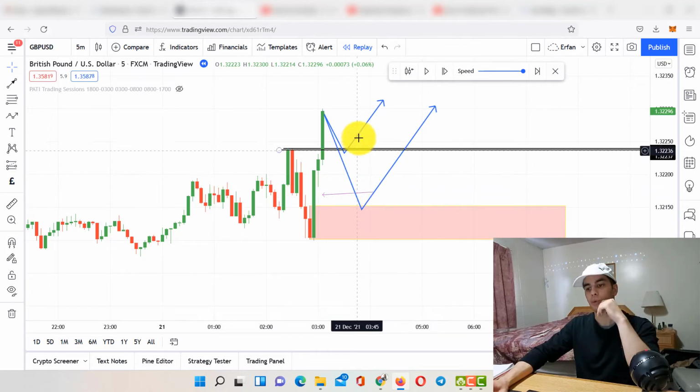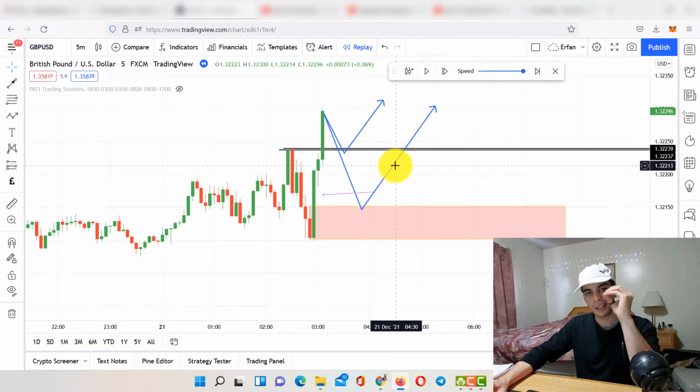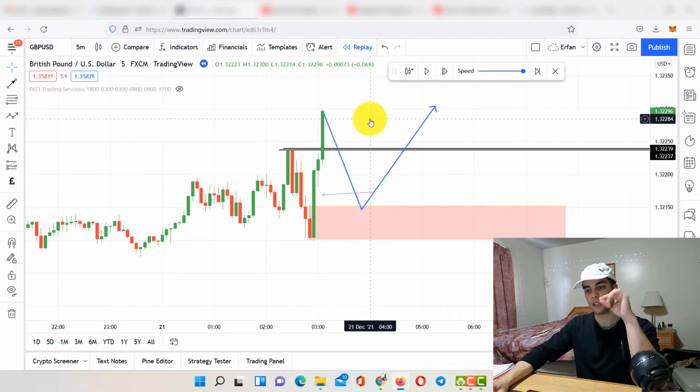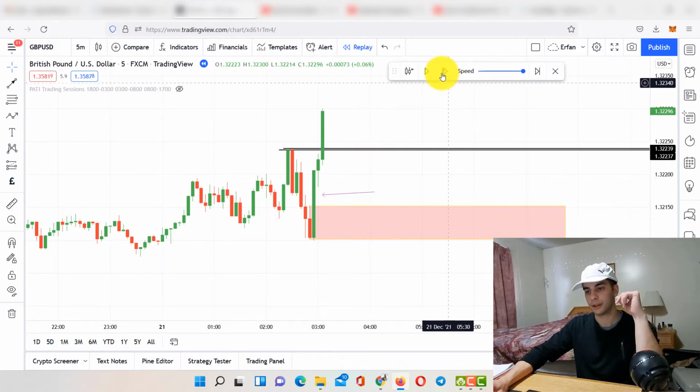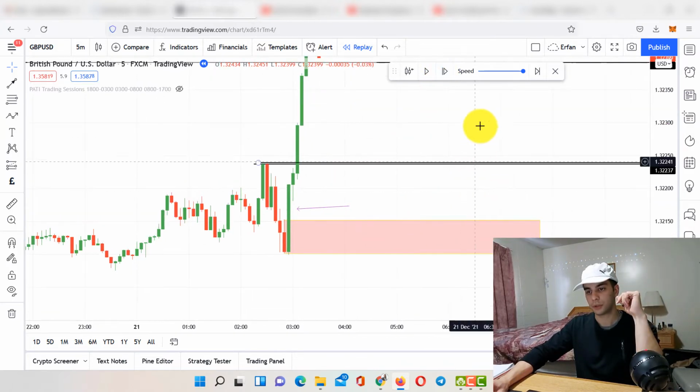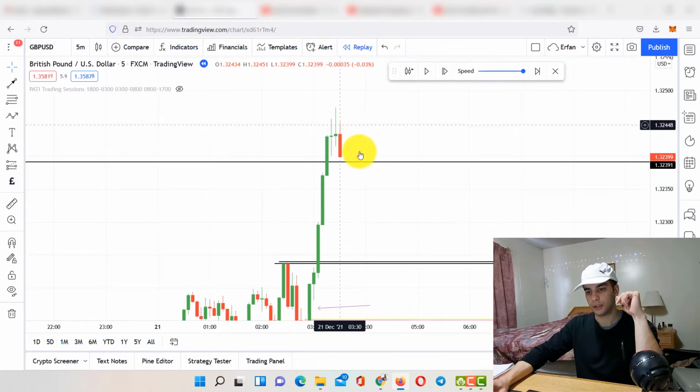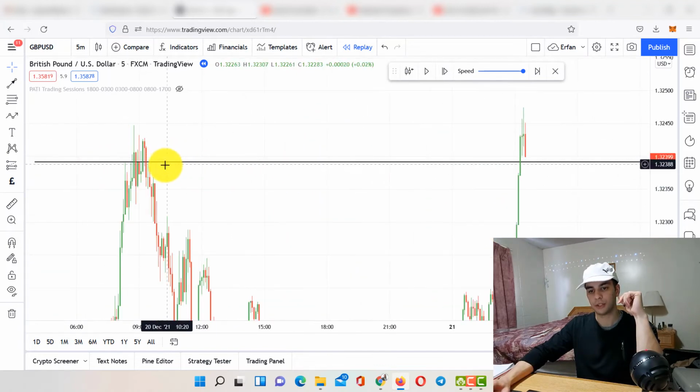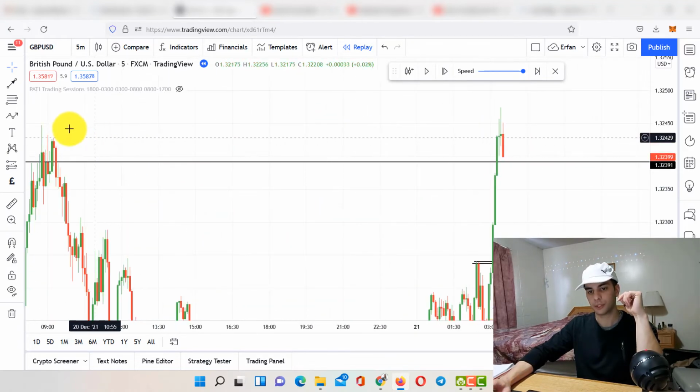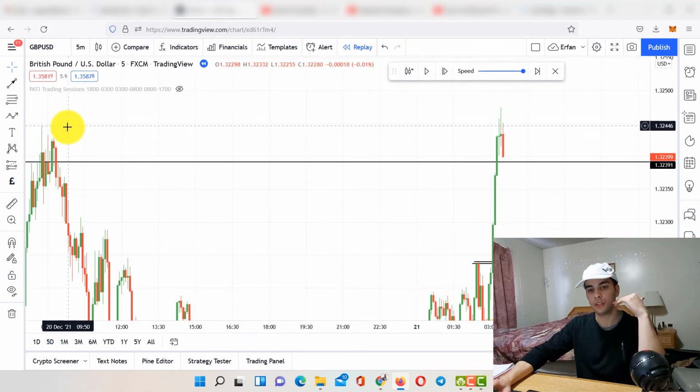It's very, very important. You should not predict the market. You should trade what you see, not what you expect or what you predict. So I'm going to let it run to see where it's going. Okay, so it actually broke our swing high. It has stopped out all the sellers.